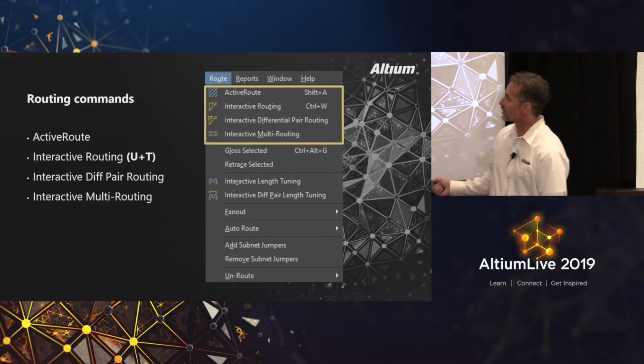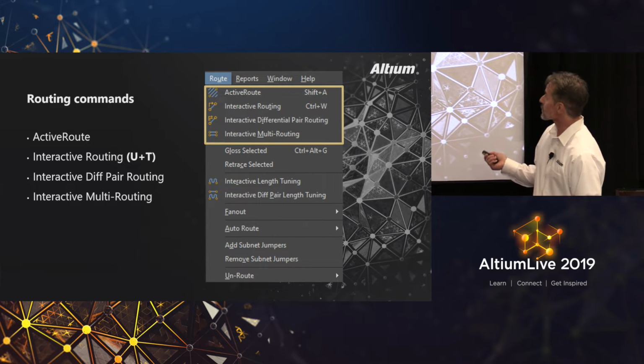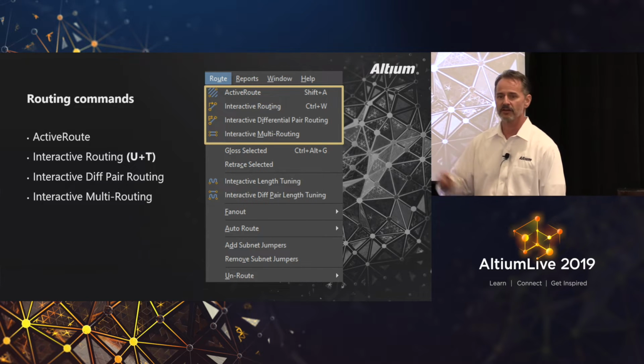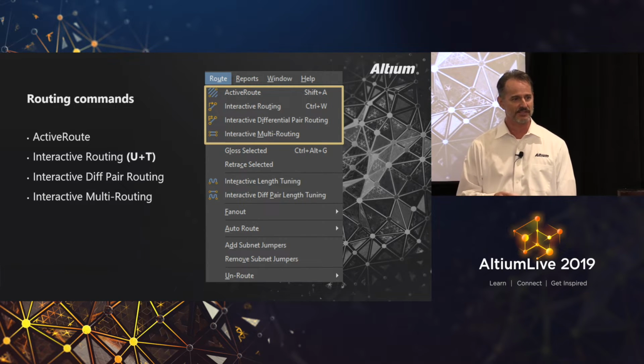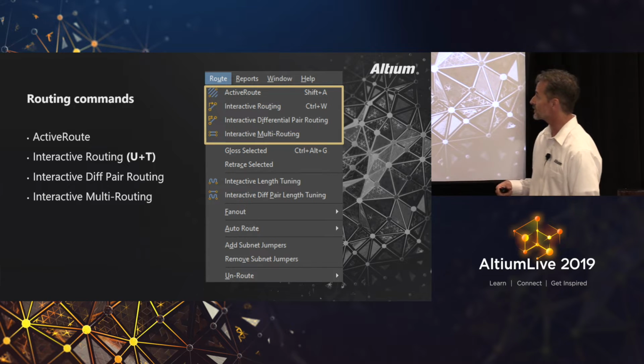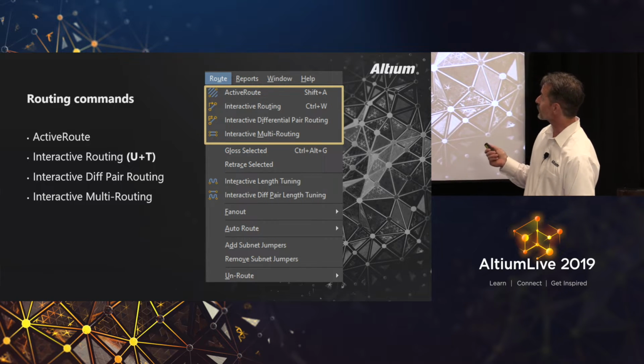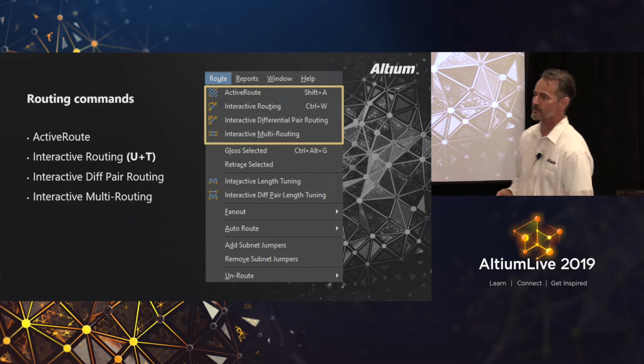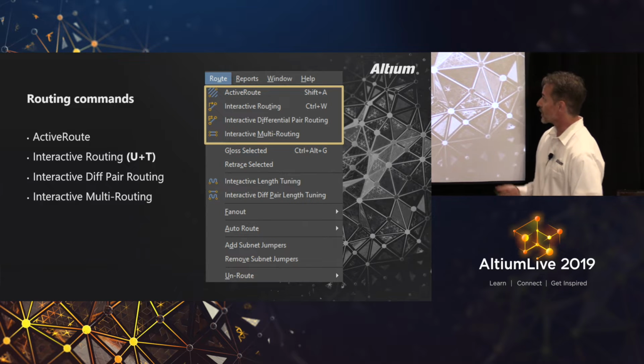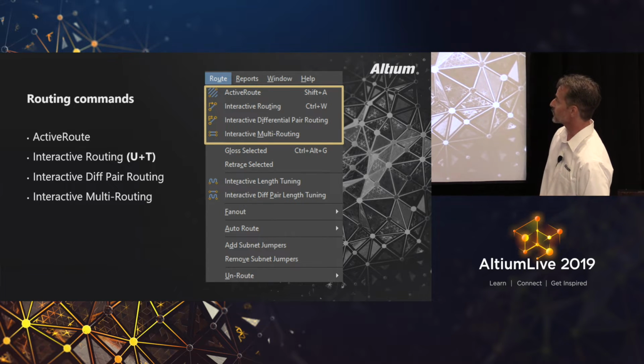Of course, there are some other commands in here. When you're routing, interactive routing is UT. For some of your older school, it's P, press P plus T. You also have interactive routing with Control W. So you have your interactive differential pair routing and multi-routing.